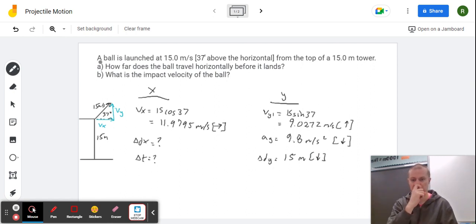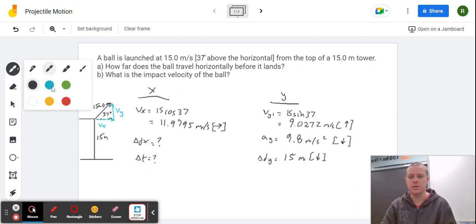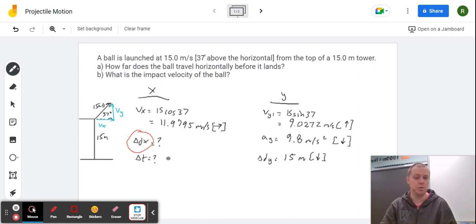In part A, how far does the ball travel horizontally before it lands? So we're looking for dx, right? This is the quantity that we are trying to find. In order to find dx, we're going to need time. And in order to find time, we're going to have to find it on this side. There are two ways to find the time.